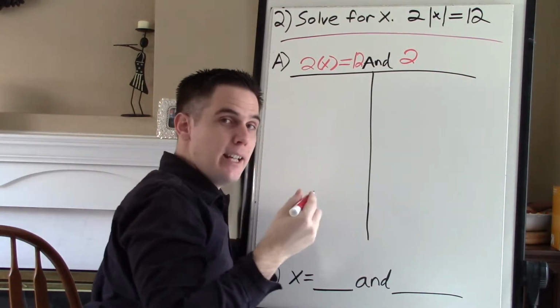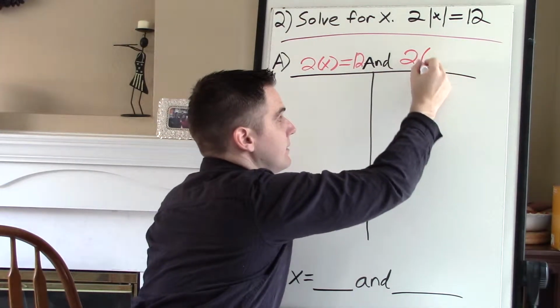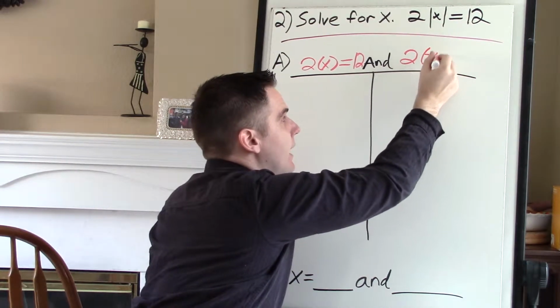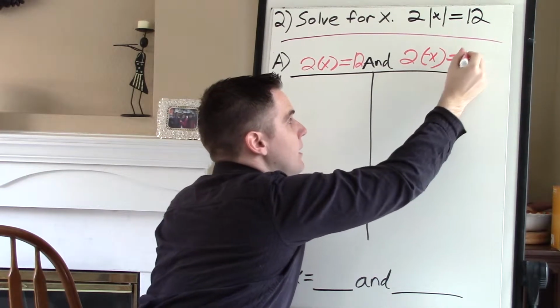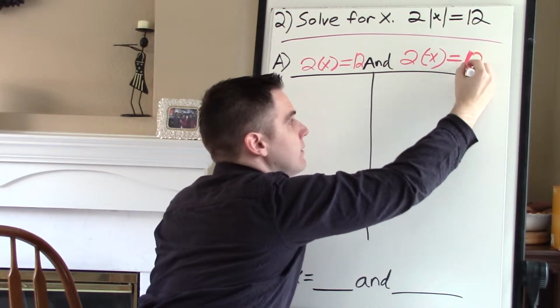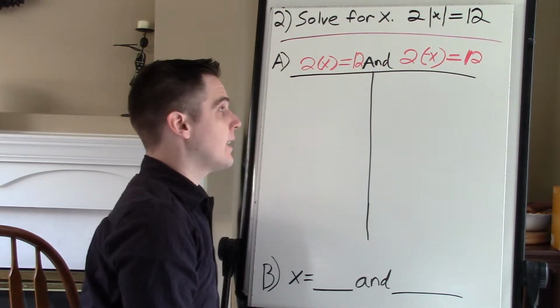And remember that negative distributes to everything inside, so we're going to go ahead and do that. Everything inside the bars. Negative x equals 12, because you don't do anything at all to anything outside of the absolute value bars.